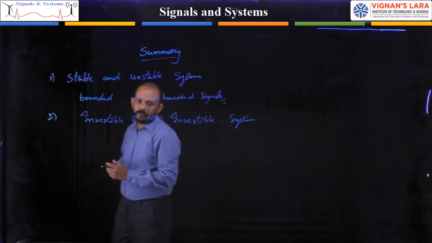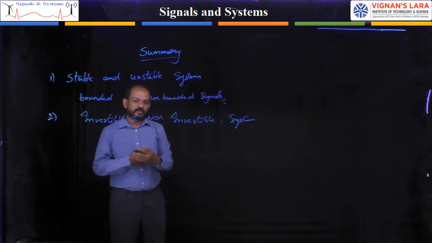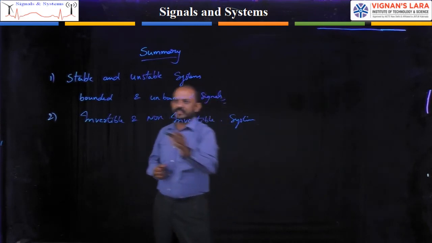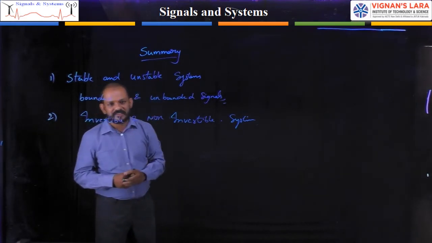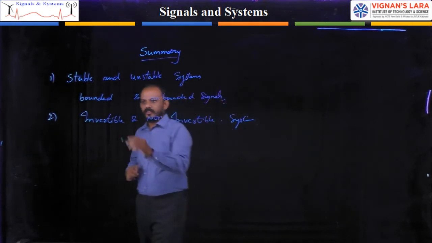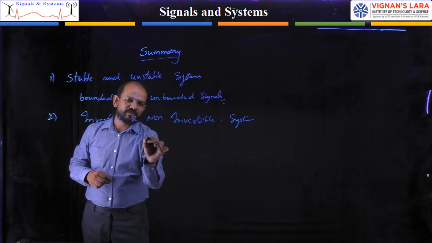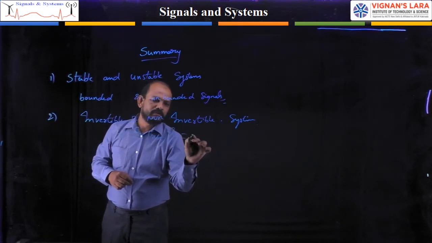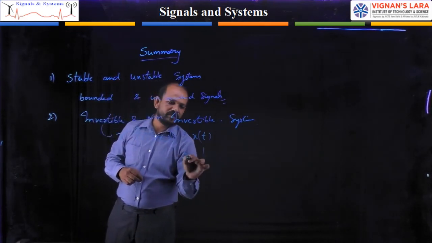Then I went for small block diagram representations and equation representations for invertible and non-invertible systems. I explained in tabular form, block diagram representation, graphical way, and equation, in many ways for your better understanding. If you remember the block diagram and equation representation, you can get this simply. The equation I wrote is: inverse transformation of x of t, or x of n, is equal to x of t, then it is invertible. If it is not equal, then it is non-invertible.